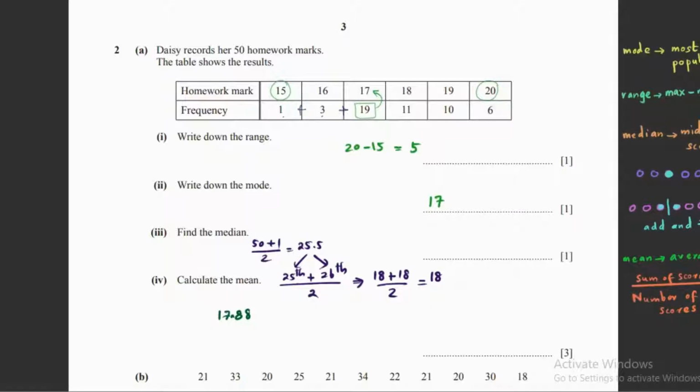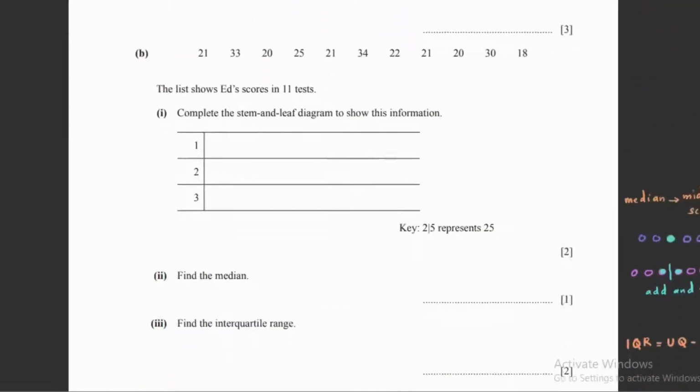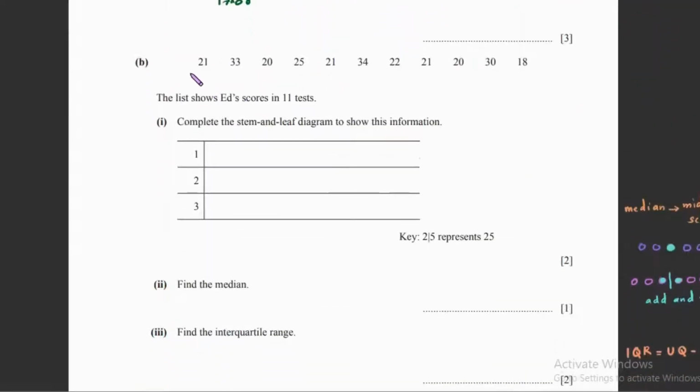Let's move on to part B. There are 11 scores given here. The list shows its scores in 11 tests. Complete the stem and leaf diagram to show this information. And we are given a key. So 2 line 5 represents 25.